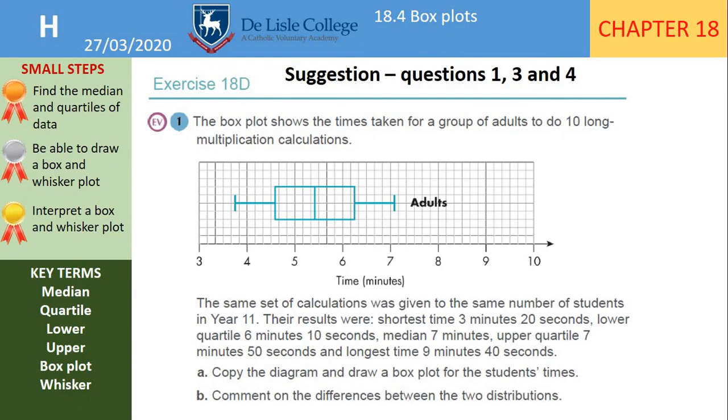Now we get to the exercise for this topic. So I'm proposing a suggestion of you doing questions 1, 3 and 4. I have put all of the questions onto the PowerPoint, so it's entirely up to you if you want to answer more than this. So here's question 1, wanting you to copy the diagram given here and draw a box plot for a different set of information given here. Comment on the differences. Remember to compare the median and to compare the interquartile range.